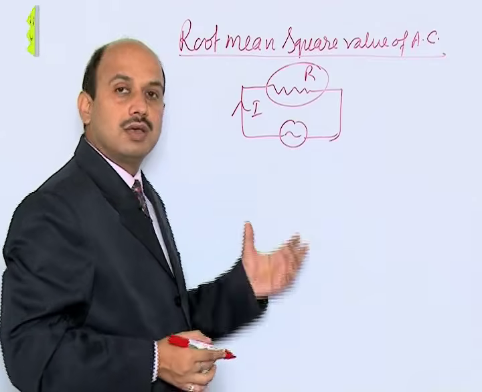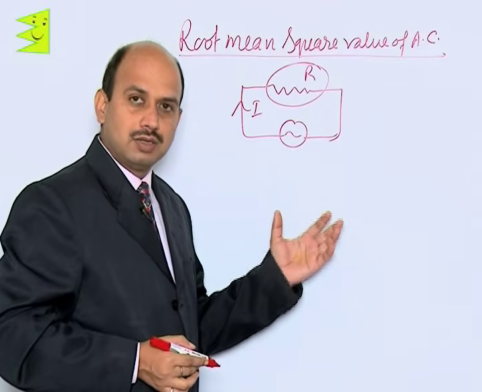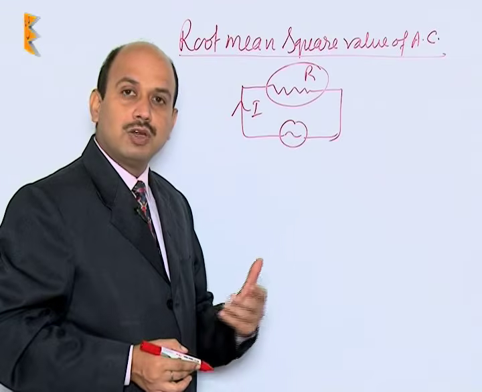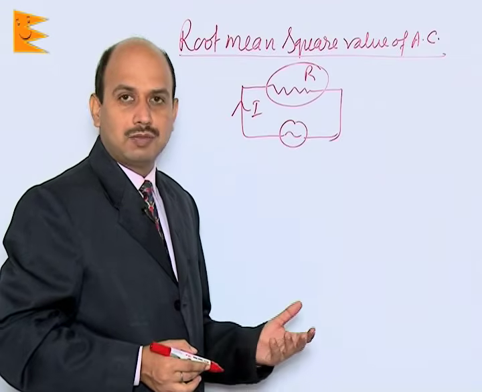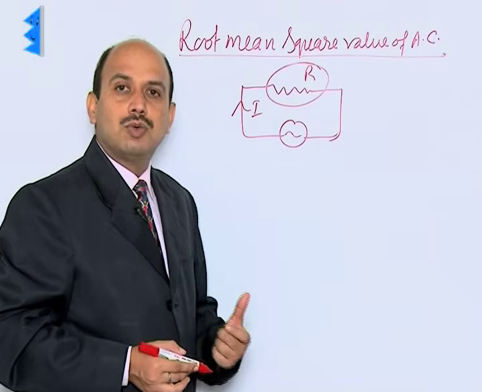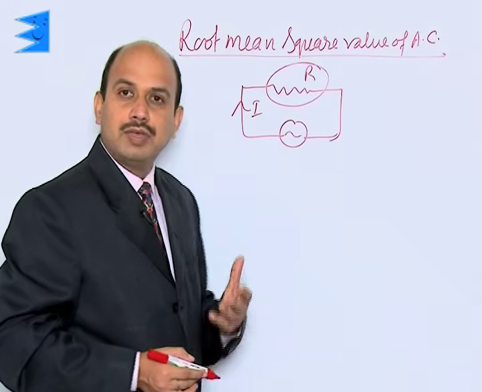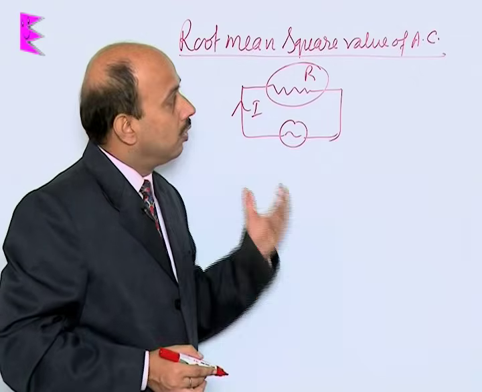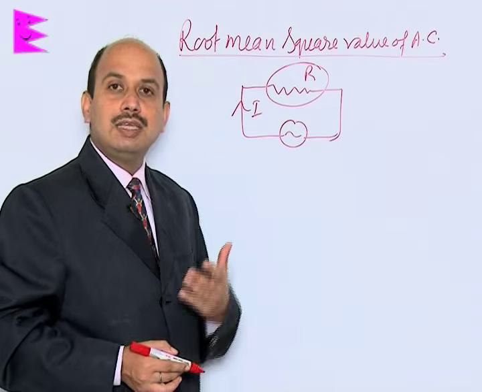and then you allow a steady value of current to pass through this circuit, and I will note down the value of the steady current required for generating the same heat in the same time interval as was produced by AC. So that steady value of current is known as the root mean square value of AC. For calculation of the root mean square value of AC, we have to use the heating effect of AC.